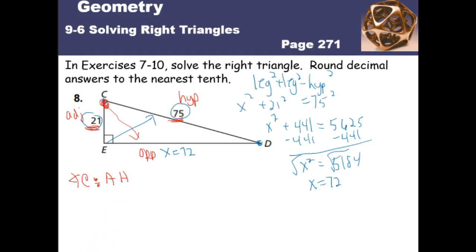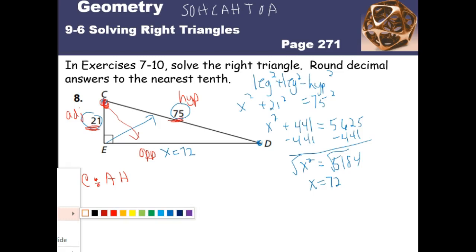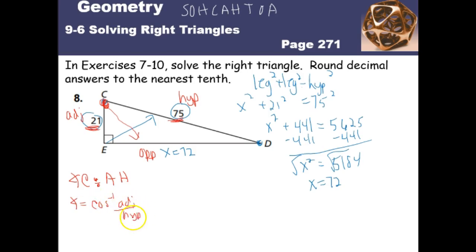So let me write my trig function up here. Here we go, SOHCAHTOA. Which one uses adjacent and hypotenuse? And if you're saying to me right now, cosine, you'd be right. But we're finding an angle again, so remember we're using inverse cosine. So we're going to say the angle equals the inverse cosine of the adjacent over the hypotenuse.